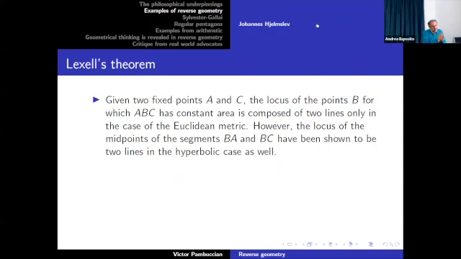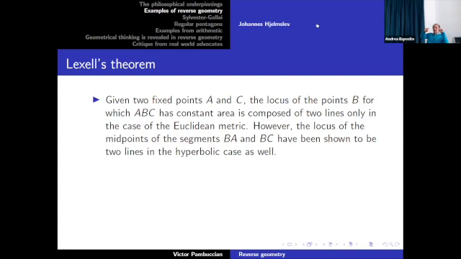Similarly, we have Lexell's theorem. Lexell was a 19th century astronomer, which says that if you're given two fixed points A and C, then let's look at the locus of the points B for which ABC has a fixed area. In the Euclidean case, we know there are two parallel lines, one up, one down. This is no longer true in hyperbolic geometry. It's a hypercycle or whatever, a second degree curve.